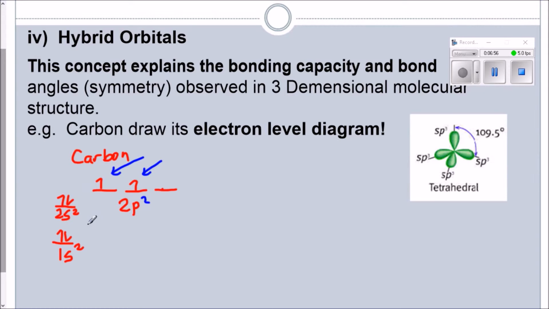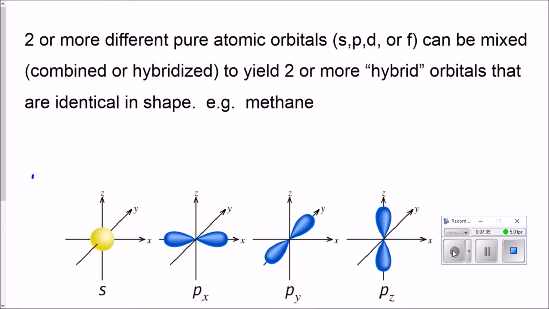So hybrid orbitals allow us to figure out how to make four orbitals that will look exactly the same, have the same energy, and have four orbitals available for bonding. It's also going to show us how double bonds can be made. So hybridization, you can see that I've got 3 p orbitals here and one s. It's when two or more different pure orbitals, s, p, d, or f, we're only going to concern ourselves with s and p, can be mixed to yield two or more hybrid orbitals that have the identical shape.